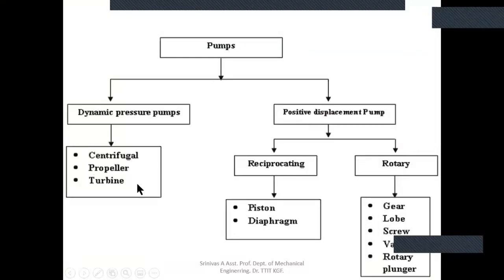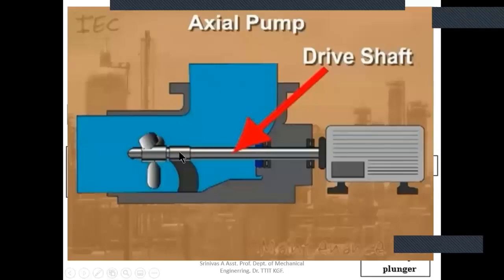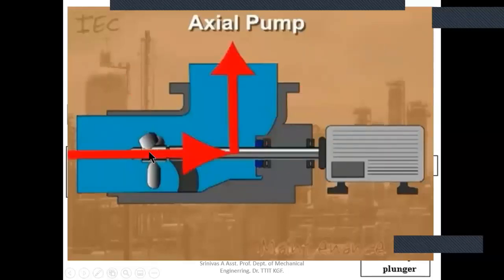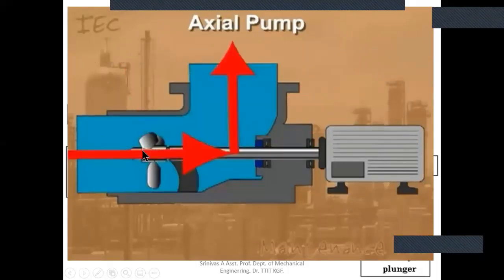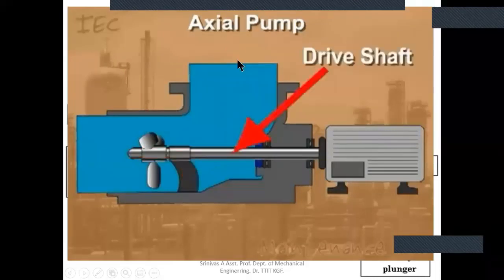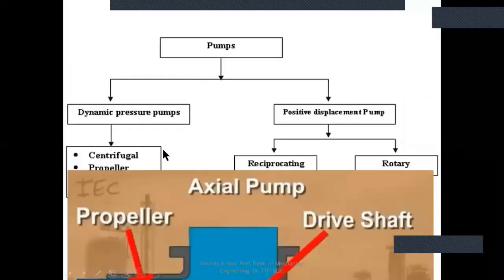The next one is the propeller pump. A propeller is something like this: on the shaft, there will be big blades. The mechanical energy is transferred to these propeller blades, like we discussed in the Kaplan turbine. When the blades rotate, the water is displaced and lifted. Water enters and it is displaced. This is what propeller type pumps do.